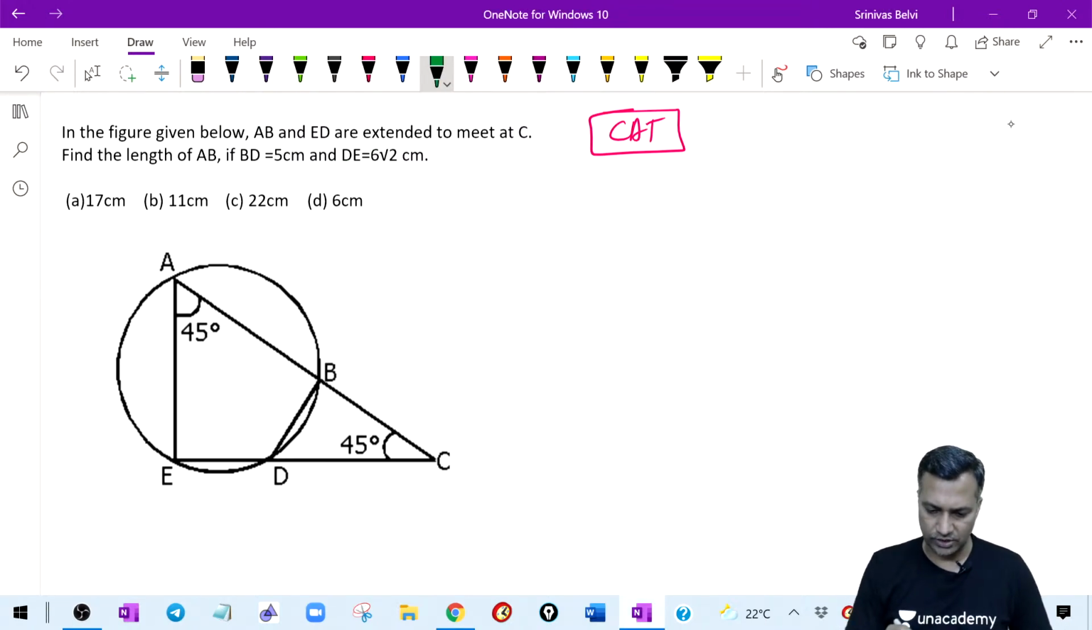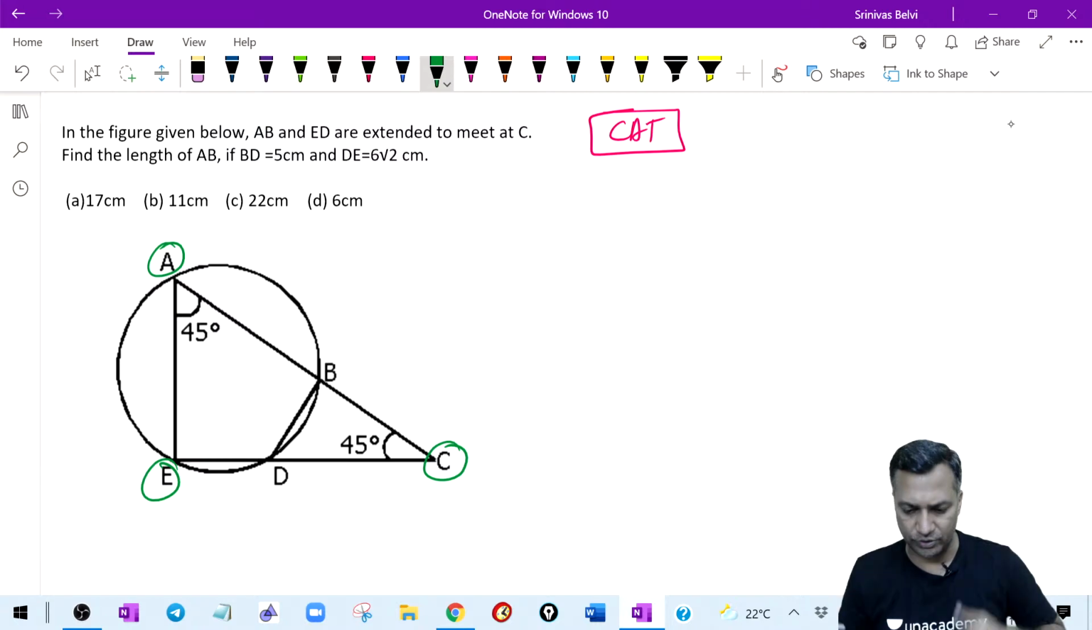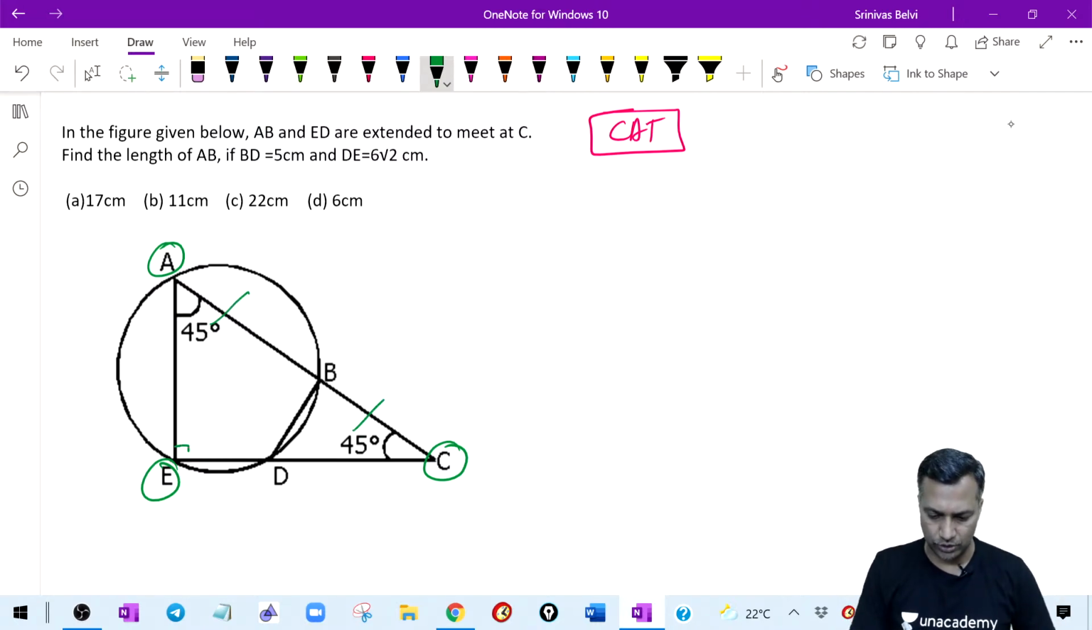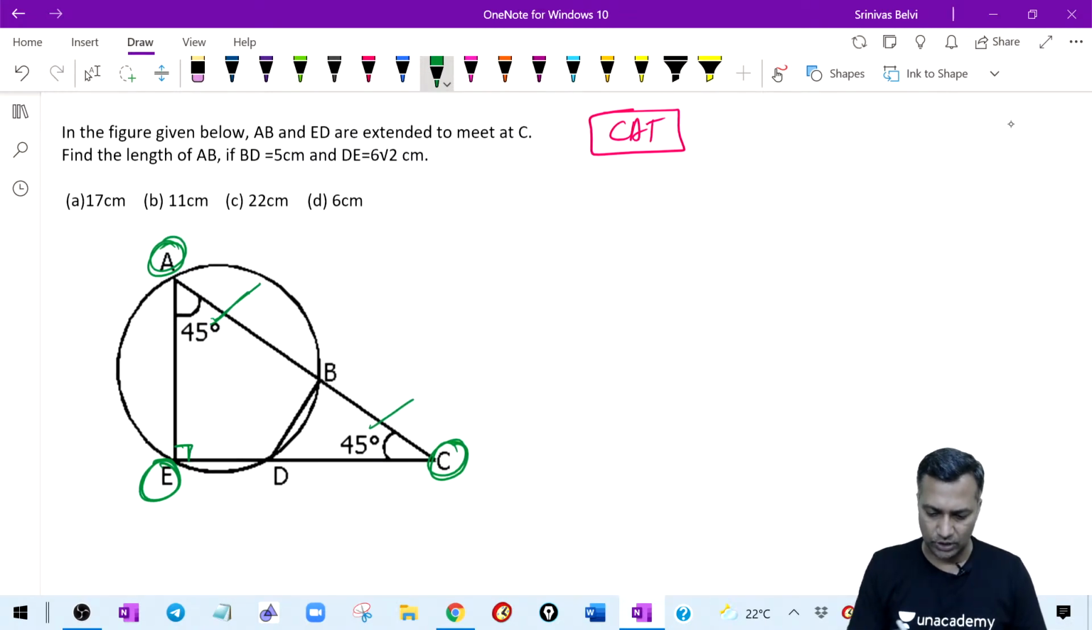Look at this. First look at triangle AEC, that outer diagram. Everybody quickly do it with me. In triangle AEC, two angles are 45 each, therefore I know that angle E is 90. That's the first response of the mind.